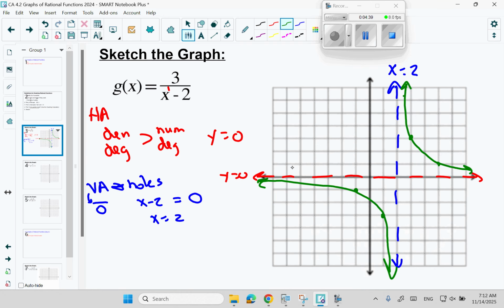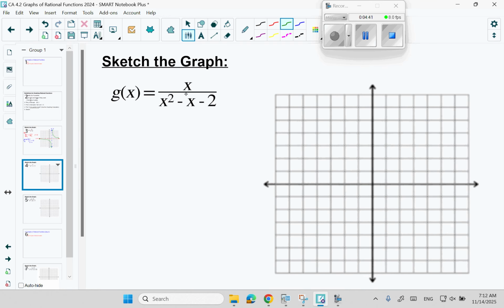So let's try another one. We have x over x squared minus x minus 2. First thing I should do is factor this. So what multiplies to -2 adds to -1. That would be -2 and +1. We can check for horizontal asymptote.